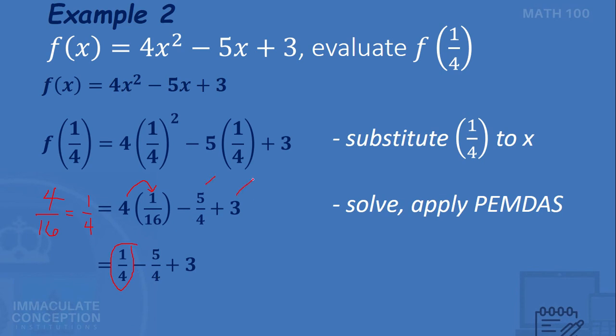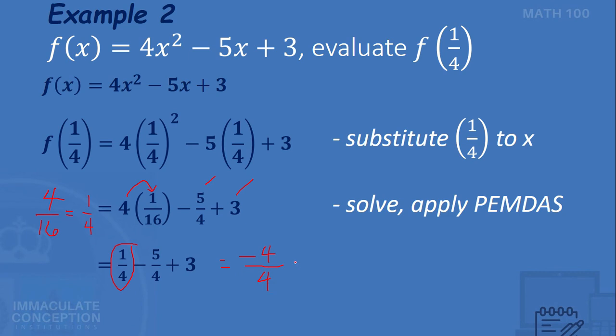And copy plus 3. 1 over 4 minus 5 over 4 are similar fractions. So we will subtract the numerator, and then we will copy the denominator. So that is equals to 1 minus 5, we have negative 4, and then copy the denominator 4.